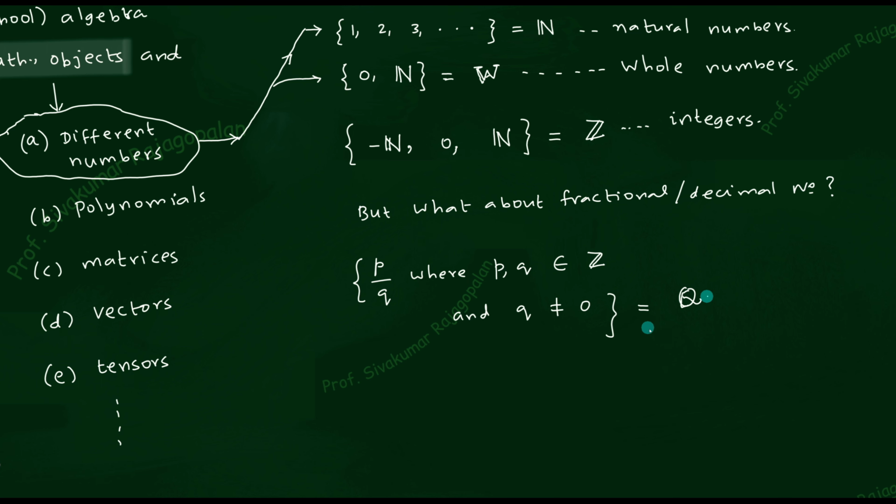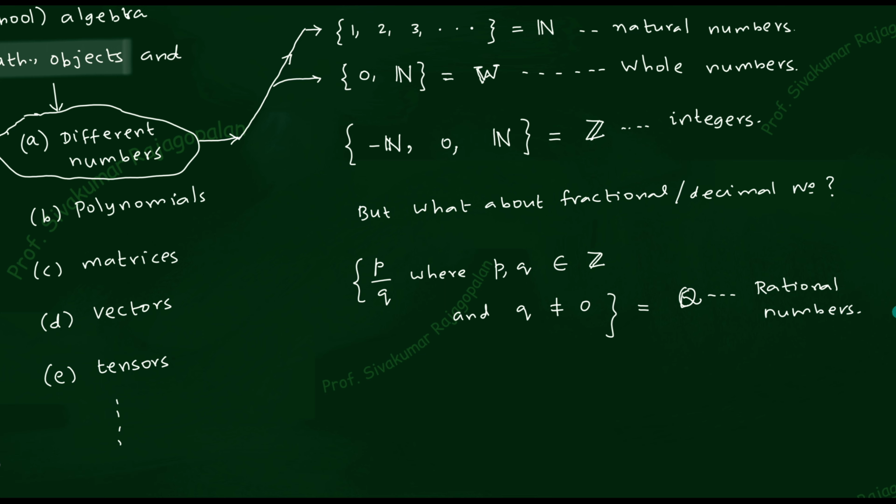This particular set of all numbers written in the form P by Q is known as rational numbers, and Q is used because it is also known as quotient, something with a division. So we will write down that these are the rational numbers.